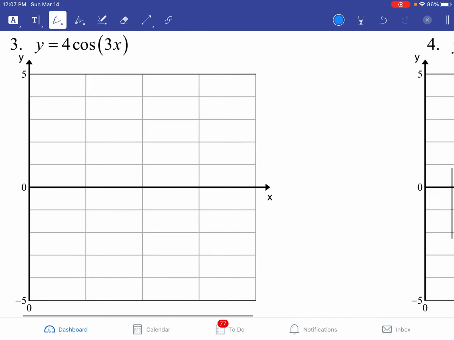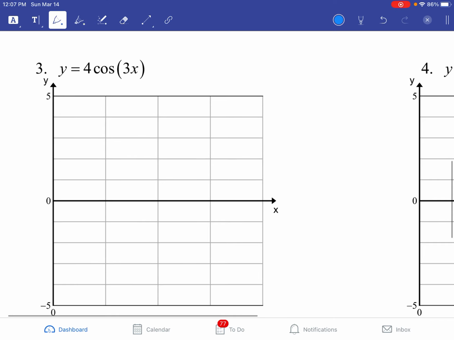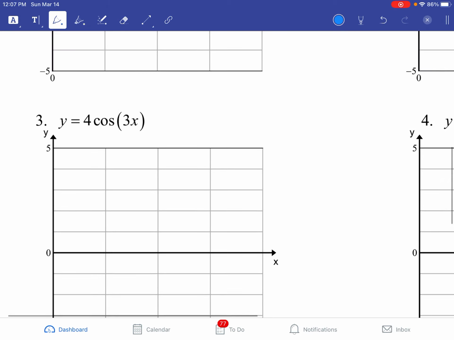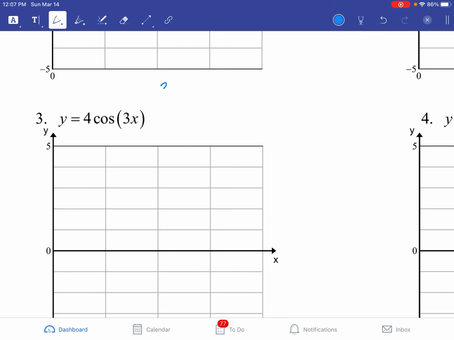All right, look at the next one. This one has a period and an amplitude change. Now they don't really affect each other, so one doesn't have an effect on the other one. So we can look at the period change first. So we have 3x equals 2 pi. We're going to divide both sides by 3 to get x by itself. So x will equal 2 pi over 3.